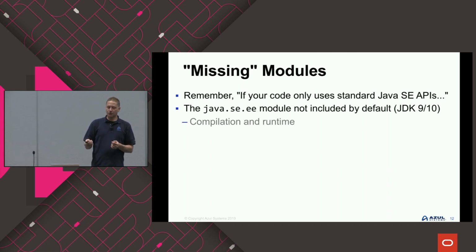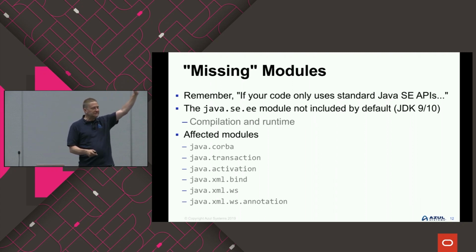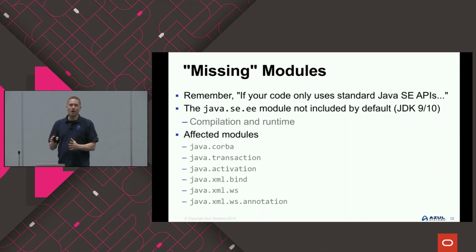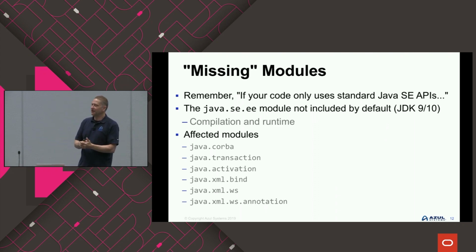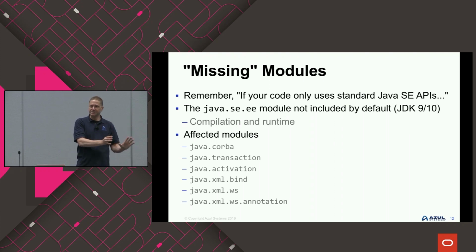In terms of the things that are affected, there are 6 modules. First of those is Corba. Anybody here using Corba? Oh, one person. Okay, you're out of luck. Corba is one of those things that's been around for a long time. I'm not aware of anybody doing new development using Corba, but there may be people out there. But it has been decided that Corba is going away from the base JDK.